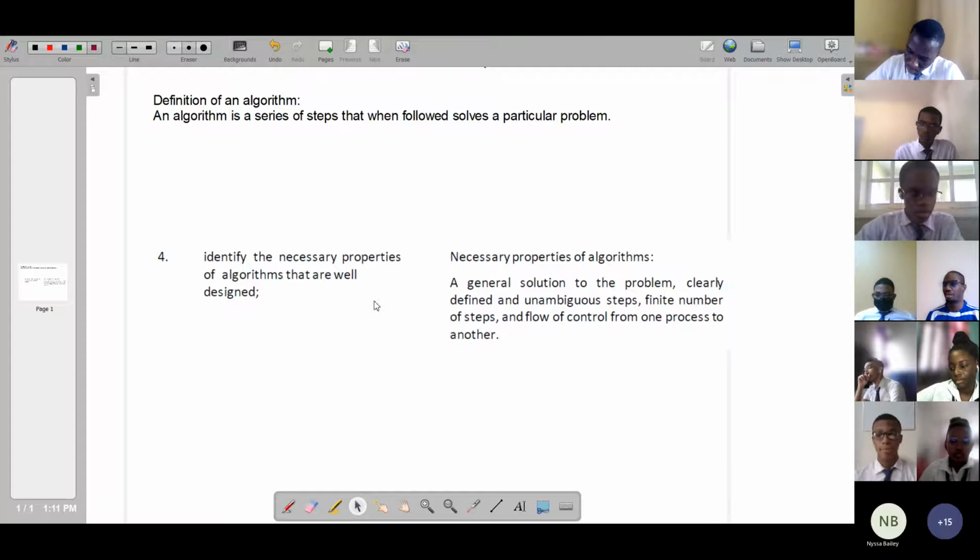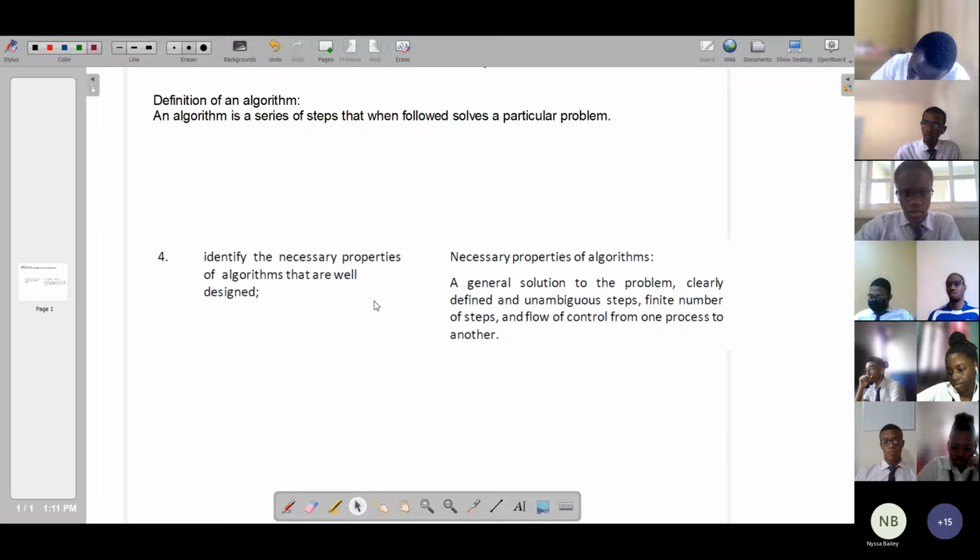When we say a general solution to a problem, we essentially mean it solves the problem in its entirety. We solve the problem in its entirety, or at the very least, there is very little left to solve. But with a general solution, you should no longer have any sort of problem.